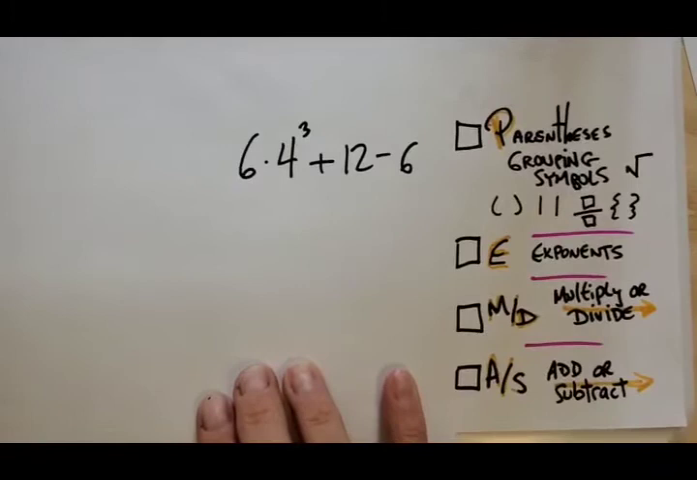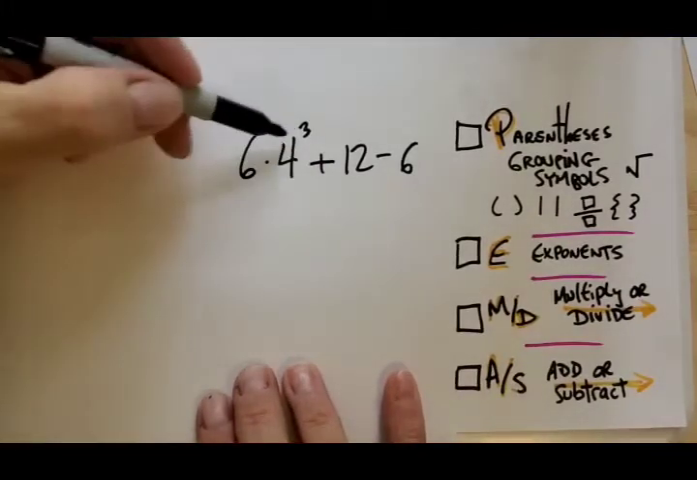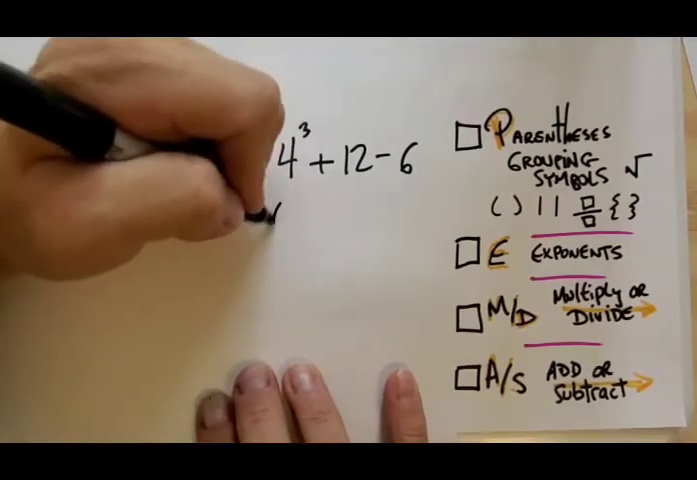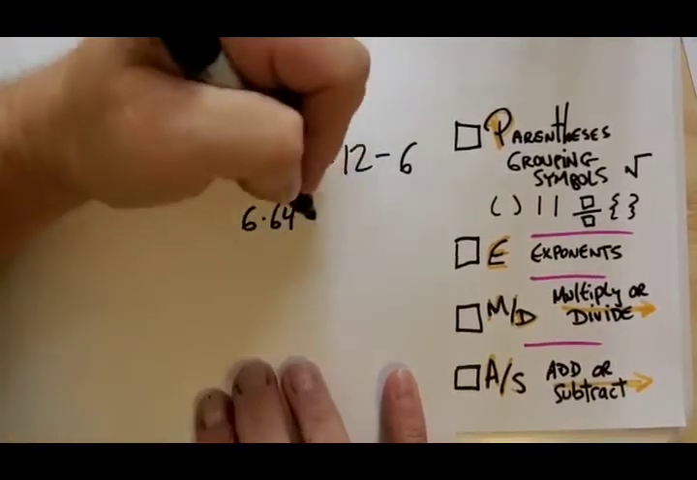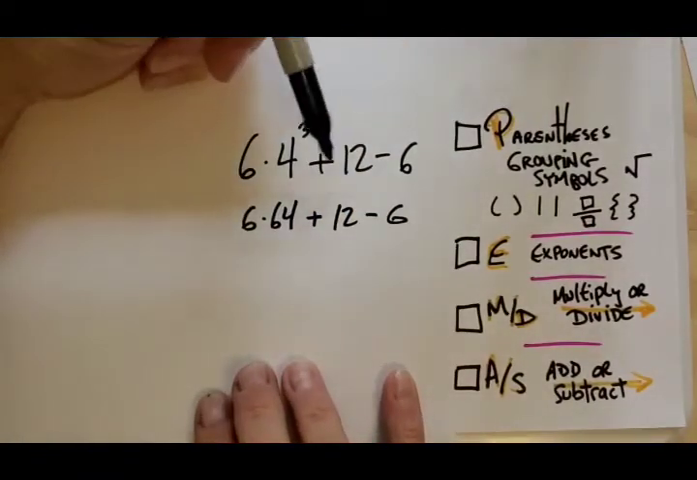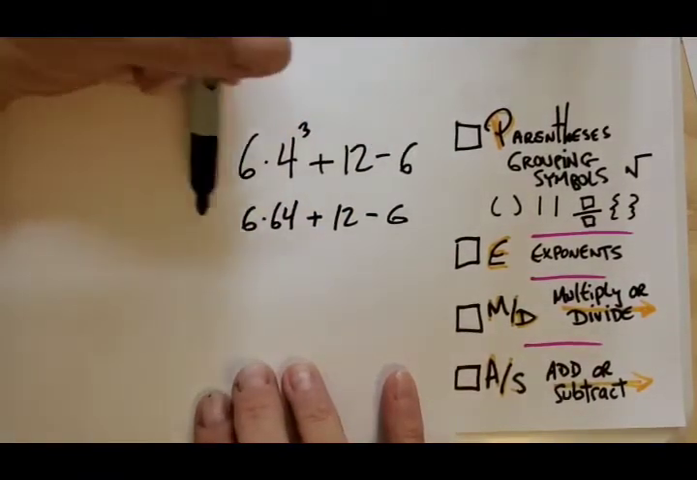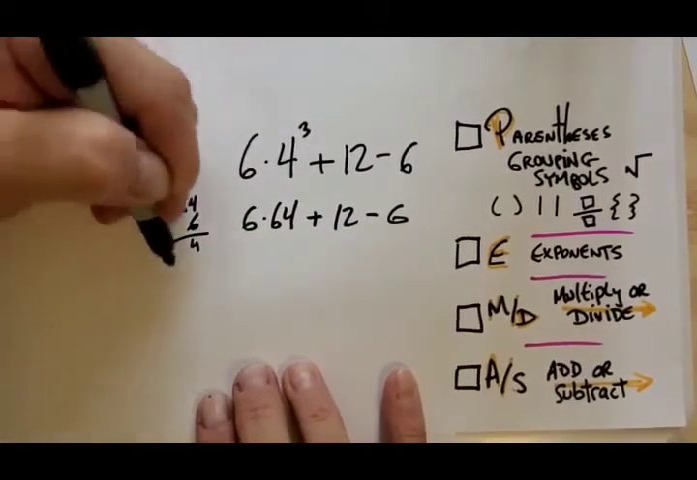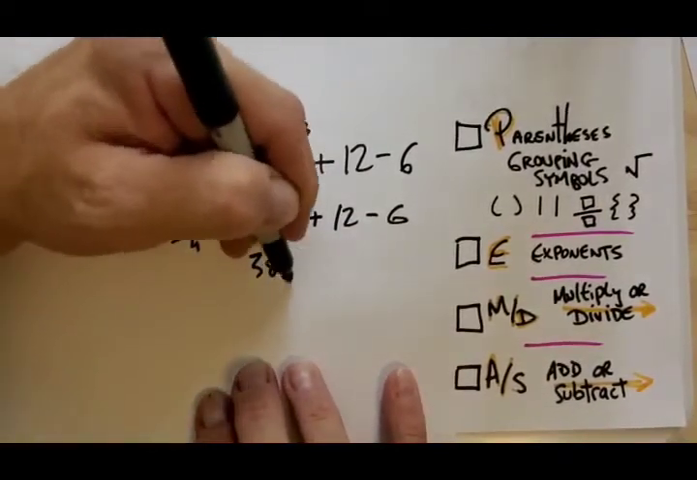Alright, this one's pretty straightforward. There's no parentheses. We do have exponents. 4 times 4 is 16. Times 4 is 64. Copy, copy, copy, copy, copy. Parentheses done. Exponents done. Now multiply or divide. I see this here. 384.